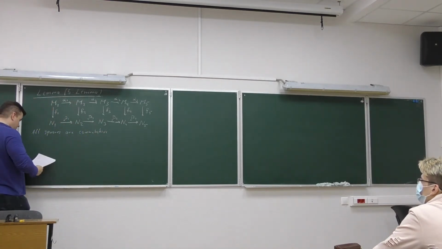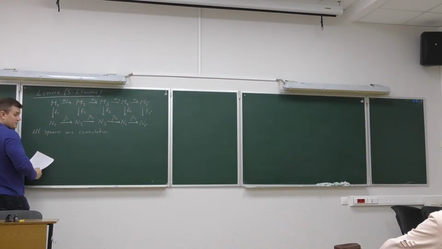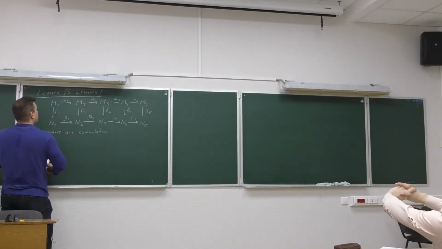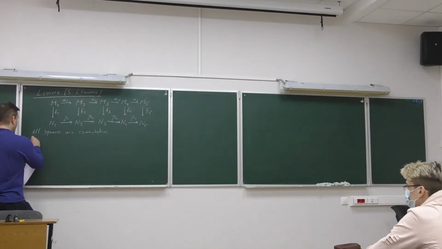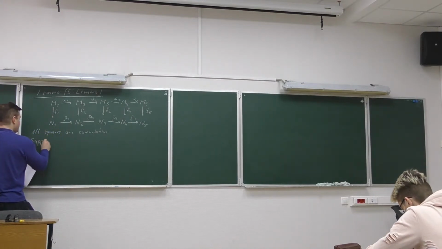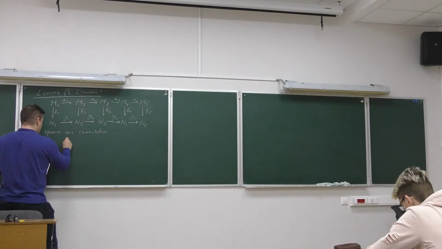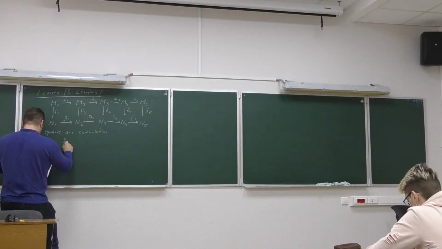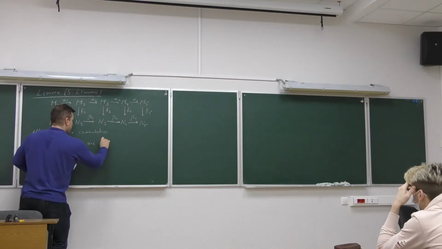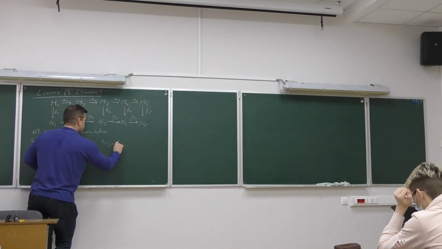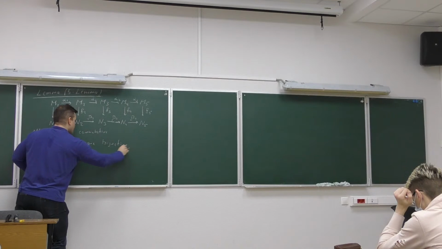Okay, so we have this diagram, and if you want to formulate this 5 lemma accurately, you need to say the following. So suppose several things. Suppose that the maps F2 and F4 are bijective. So this is the first assumption.